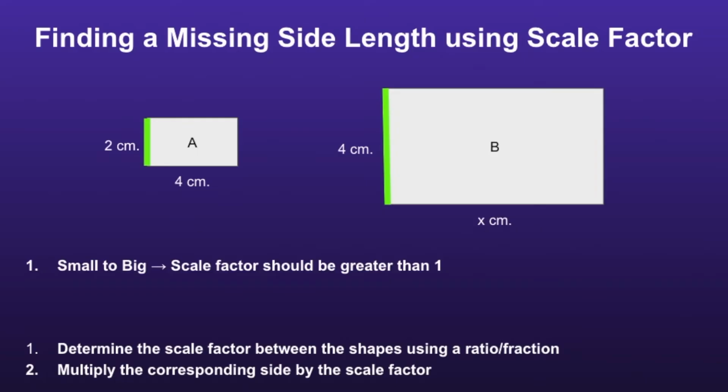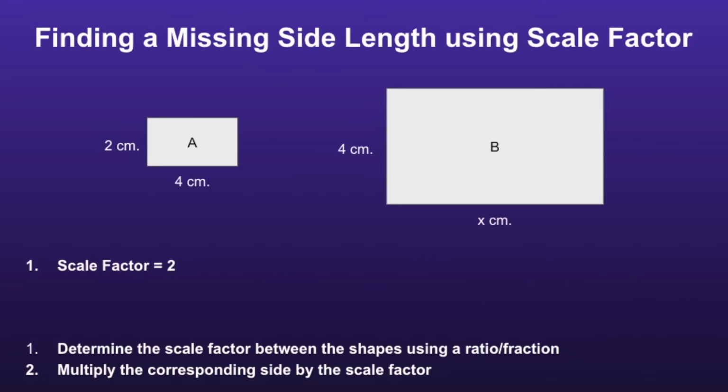We know that we're going from a small shape to a bigger shape, which means the scale factor should be greater than 1. This lets us know that we're going to put the bigger number as the numerator in our fraction. So the fraction would be 4 over 2. And 4 divided by 2 is equal to 2. So the scale factor from rectangle A to rectangle B is 2.